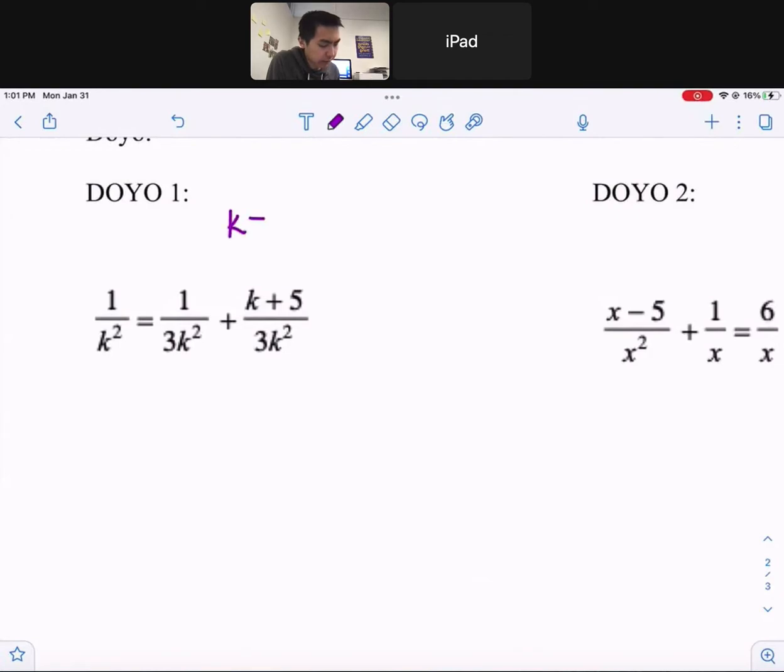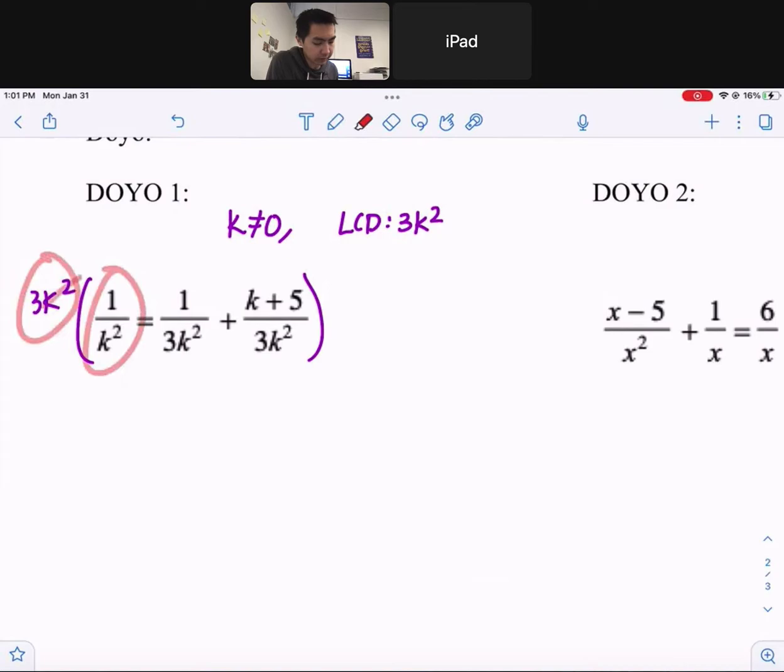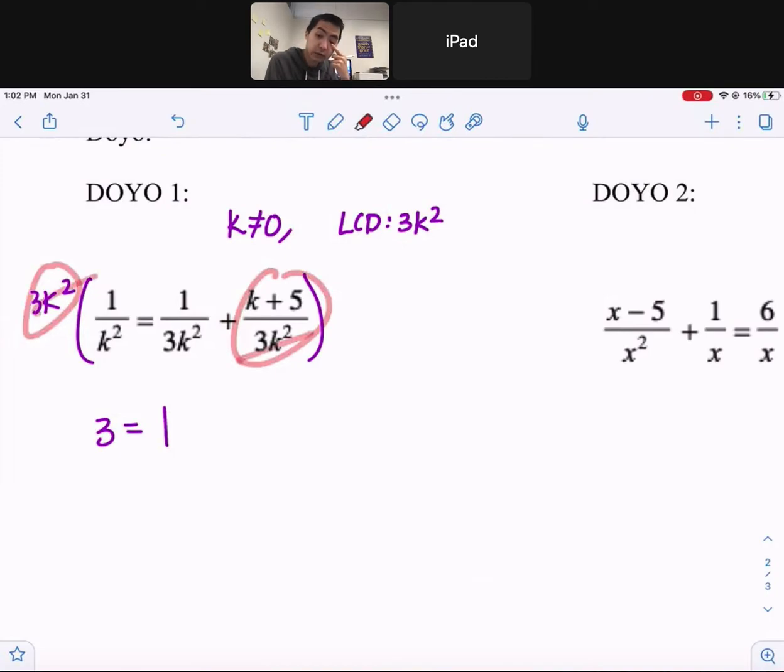This one, so k can't be 0, because it'll make it undefined if it is. And then LCD is 3k to the second. So multiply both sides by 3k to the second. So this times this, you guys, the k to the second will cancel. So all you guys are left with is 3 times 1, which is 3. 3k second times this, you guys, 3k seconds cancel. So we're just left with a 1. And 3k second times here, you guys, 3k to the seconds cancel. So you guys are just left with k plus 5.